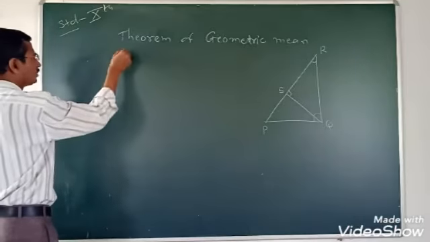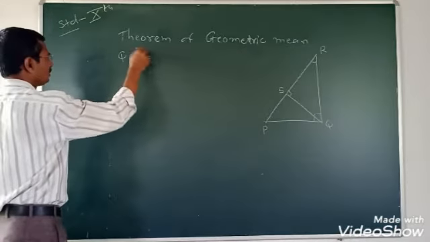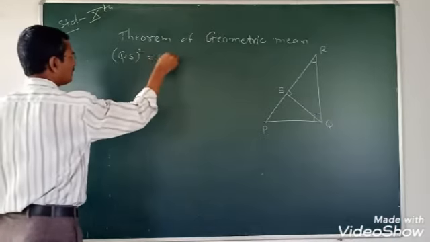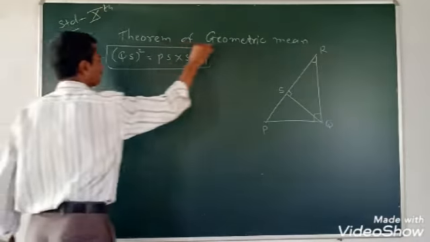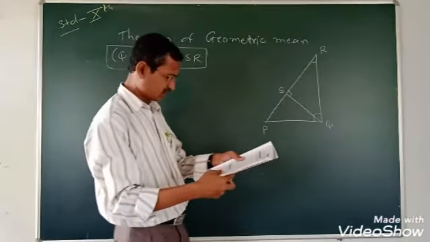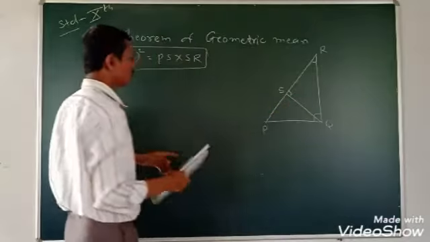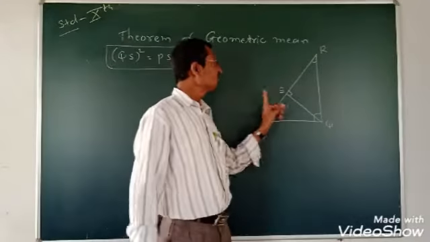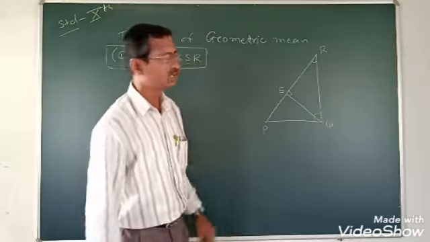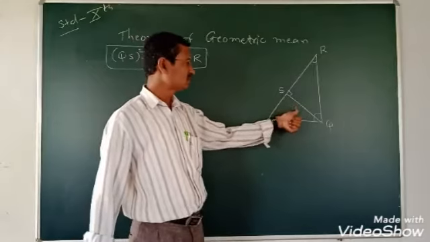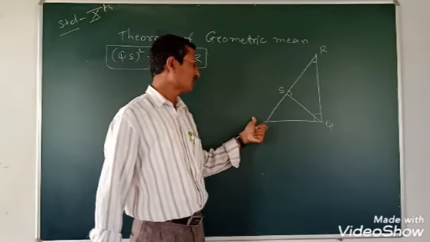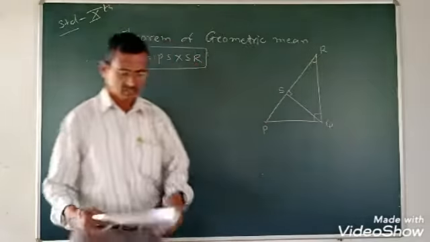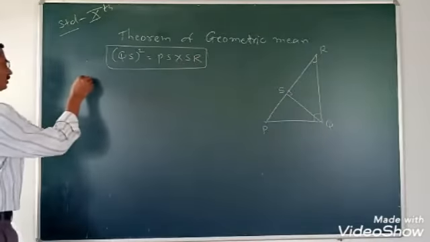What is the proof of this theorem? We have to prove that QS square is equal to PS into SR. It is the theorem of geometric mean. Means the square of this side, QS square, is equal to PS into SR. We have to prove it. Geometric mean: the square of QS is equal to the product of the two segments, PS into SR. Now see how to prove it.